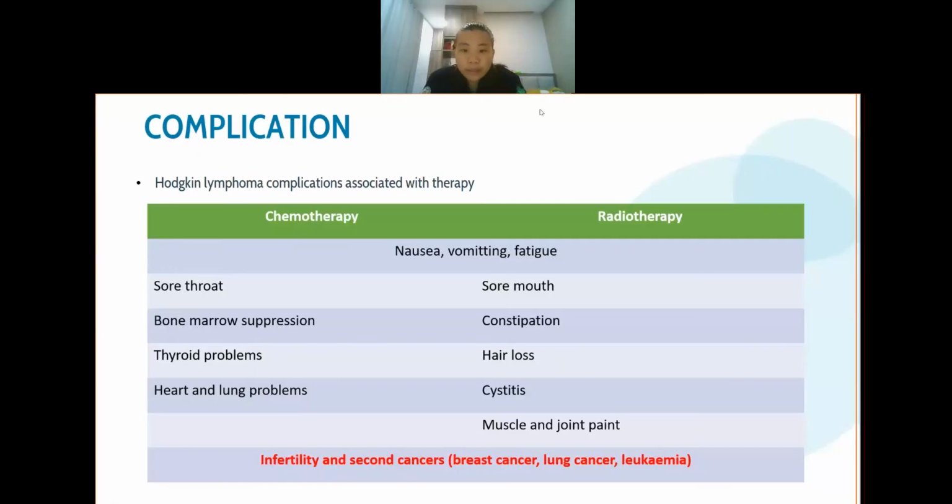Hodgkin lymphoma complications associated with therapy. Therapy such as chemotherapy and/or radiotherapy will cause various complications. Patients who are treated with chemotherapy experience nausea, vomiting, fatigue, sore throat, bone marrow suppression, throat problems, heart and lung problems.